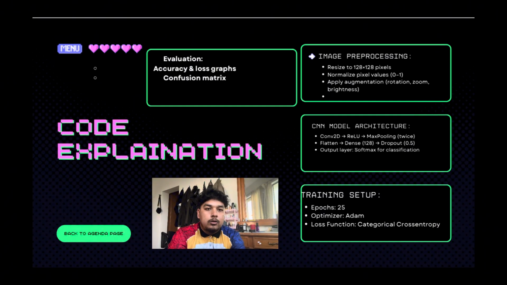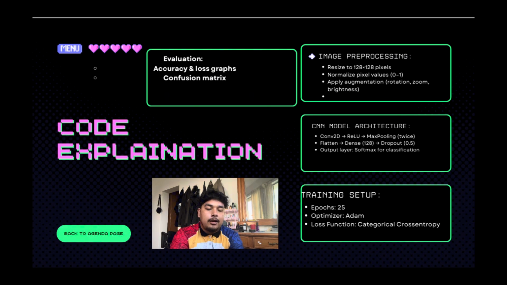Now let's look at the next slide, which is the code explanation. The data was prepared and the model was built. First, image processing. All images were resized to 128 by 128 pixels, and pixel values were normalized between 0 and 1. Augmentation techniques like rotation, zoom, and brightness adjustment were applied to increase variability and robustness.